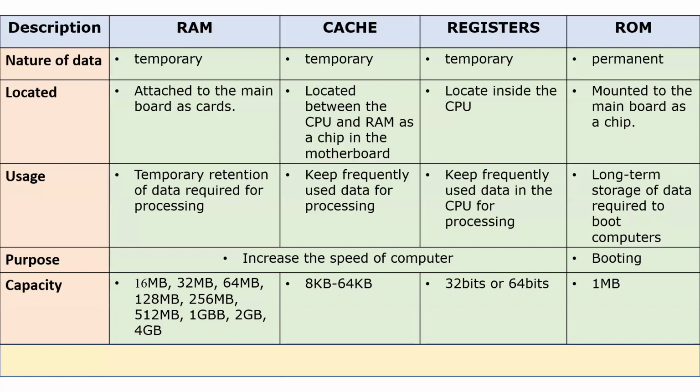Then consider the size of cache memory. As I mentioned earlier, we measure cache memory in kilobytes, KBs. But registers are even smaller than the cache, and we measure them in bits, 32 bit or 64 bit. ROM size is normally 1 megabyte. That is also very small. Right, in that way we can compare.